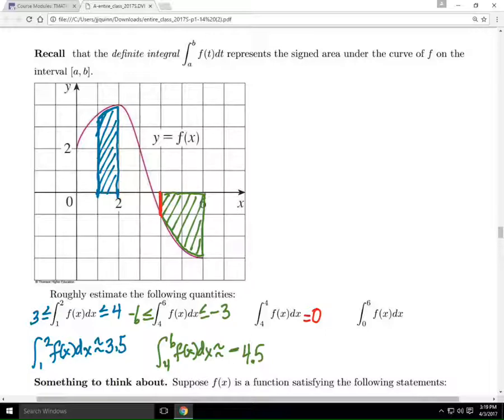And then the integral from 0 to 6, you approximate the positive area above the curve and subtract off the negative area below the curve. I would say that's about 10 for the positive area, 5 for the negative area, so 10 minus 5, I get an answer of about 5.